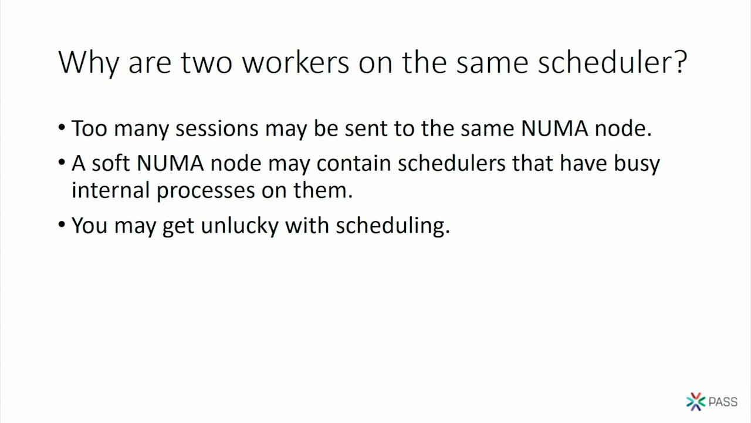So, why can this happen? I think I have soft NUMA nodes of 7 here. What if 8 connections go to 1 soft NUMA node? That means that 2 workers are going to get doubled up. Maybe there's a soft NUMA node that has busy internal processes that can get doubled up for that reason. Maybe you get unlucky. This can happen.